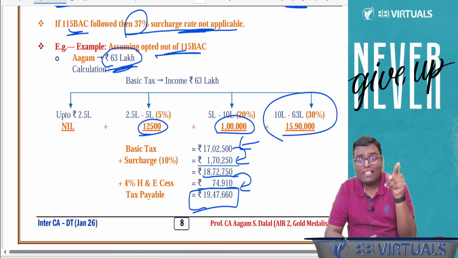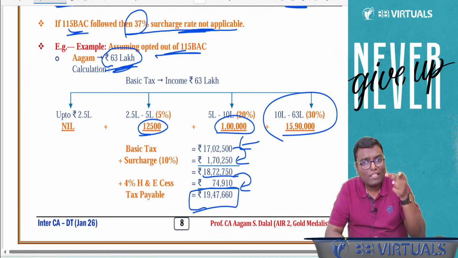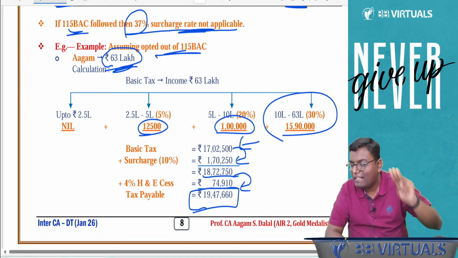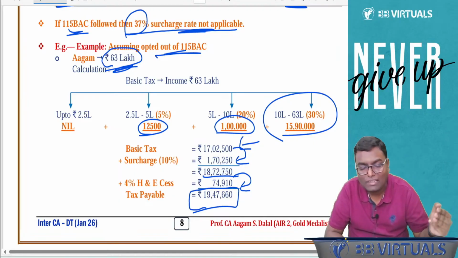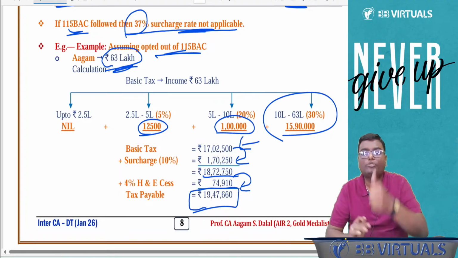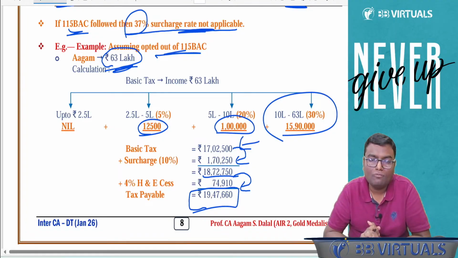So first, basic tax. On that, you have to add the rate of surcharge. On that subtotal, you have to add 4% health and education cess. That comes to your tax payable.